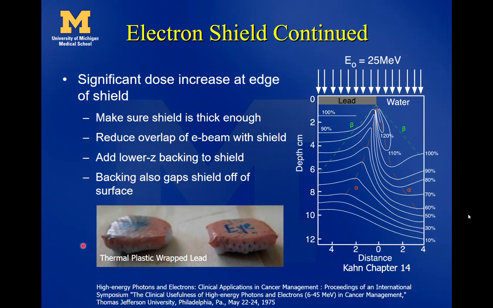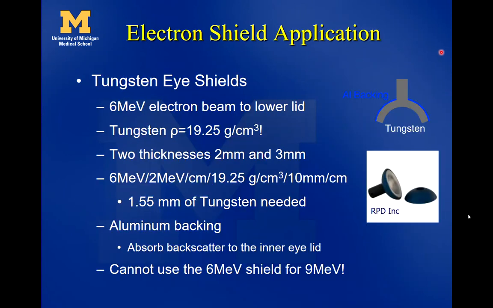And it also adds a little bit extra material for the electron to stop in. And it also gaps the shield off the patient's skin surface, which can be helpful. Here's another application, tungsten eye shields. So tungsten eye shields are used with 6 MeV electron beams to the lower lid. Here's an example that we're going to run through.